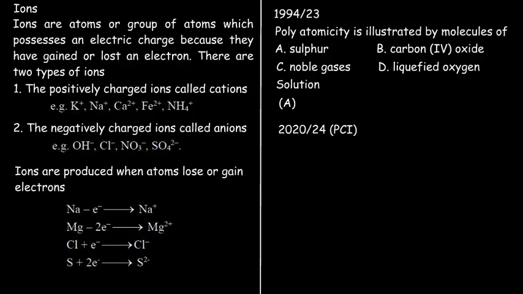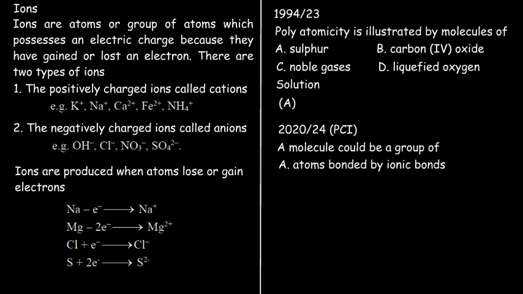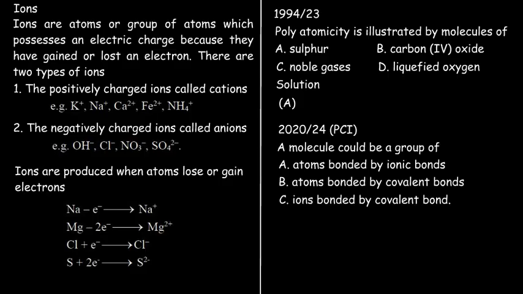The second question is from 2020 and it states that a molecule could be a group of A. Atoms bonded by ionic bonds, B. Atoms bonded by covalent bonds, C. Ions bonded by covalent bonds, and D. Ions bonded by ionic bonds. Now the correct option is B. Atoms bonded by covalent bonds.